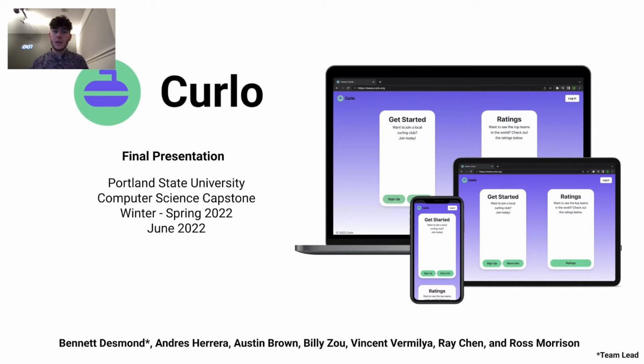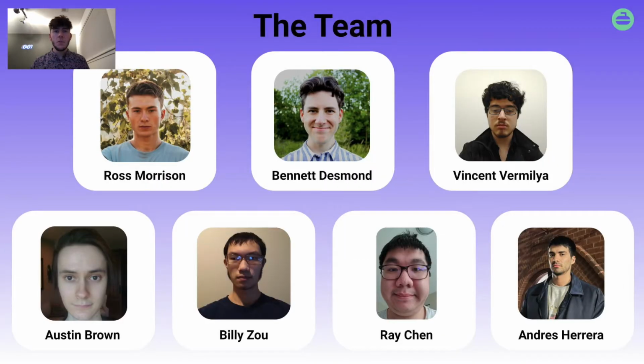Let's start by taking a look at the team. The team was made up of 7 software engineers. Myself, Bennett, Desmond, I was the team lead, and then there were 6 other software engineers: Ross, Vincent, Austin, Billy, Ray, and Andres. Let's start by taking a look at a quick demo of Curlo.